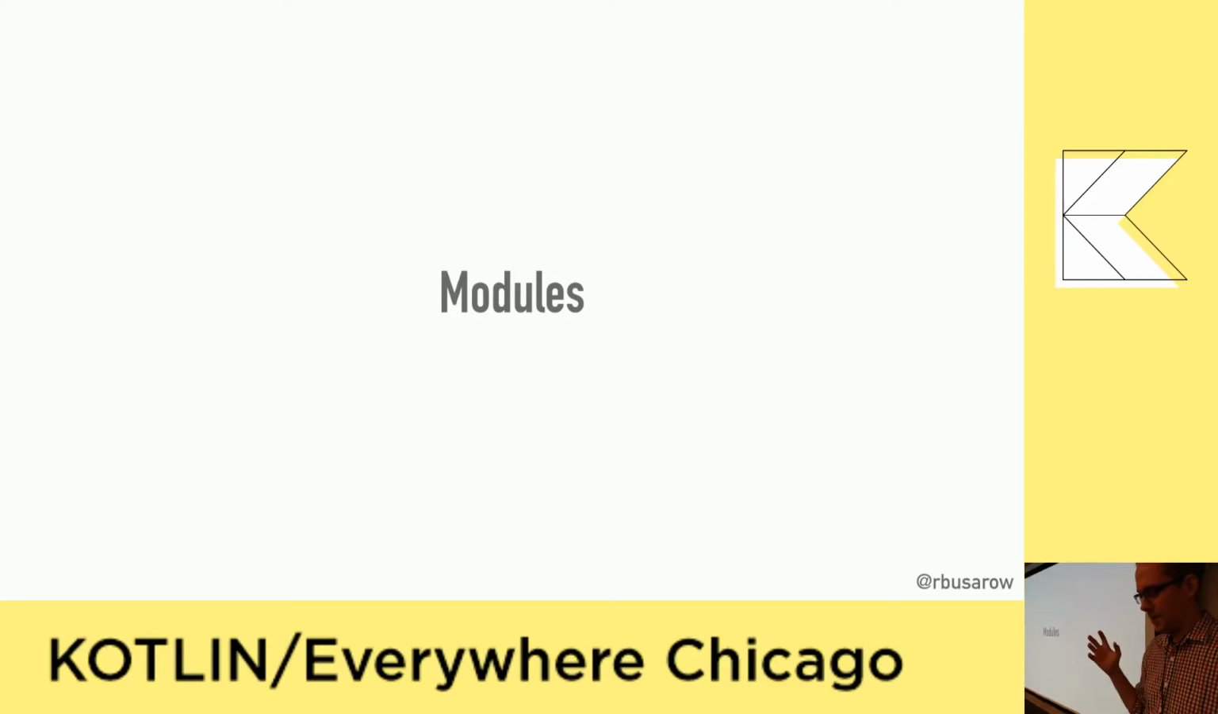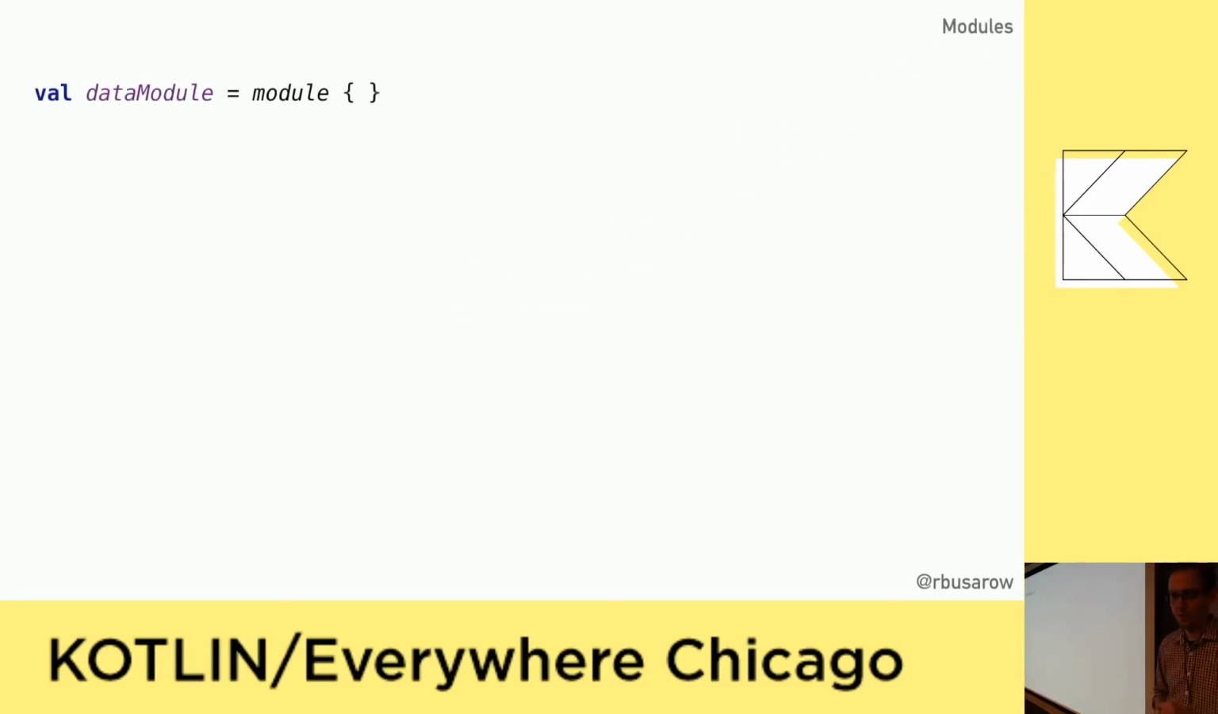Modules are logical groupings of your dependencies, but they don't have any real rhyme or reason to that grouping. You can just organize them however you want, just go for it, and it works. Unlike Dagger, they don't have a hierarchy. It's just a flat list of them. Let's make our first one.